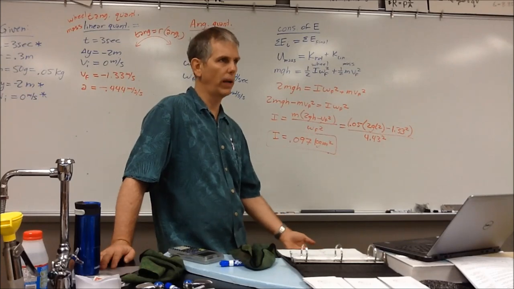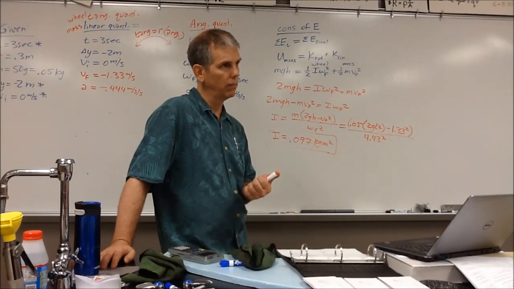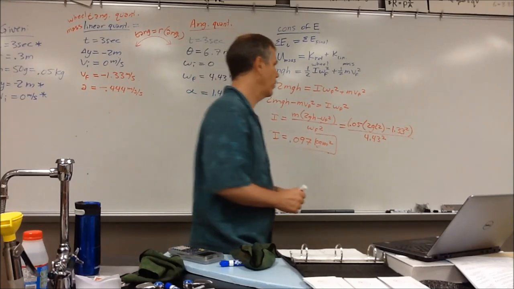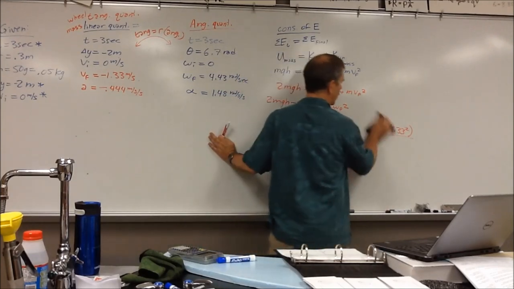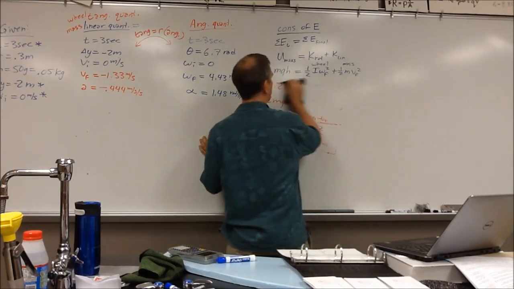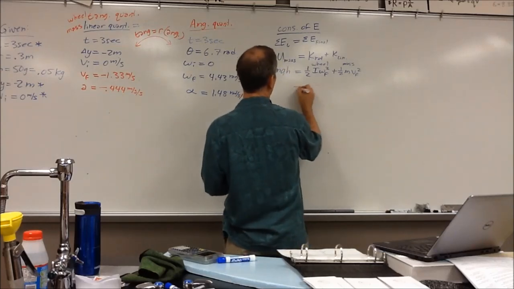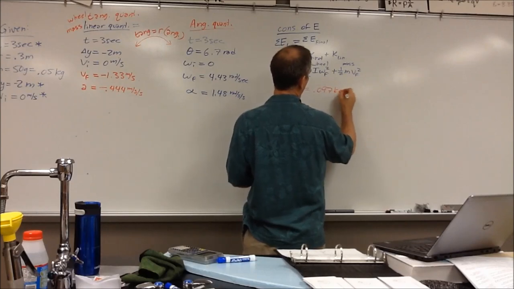Mass. Mass, right? What other equations have mass in it? Angular momentum. Angular momentum is I omega, isn't it? So let's go ahead and go to that one. I'm going to erase this because I'm going to need this next space here. And we actually ended up with I equals 0.097 kilogram meter squared.